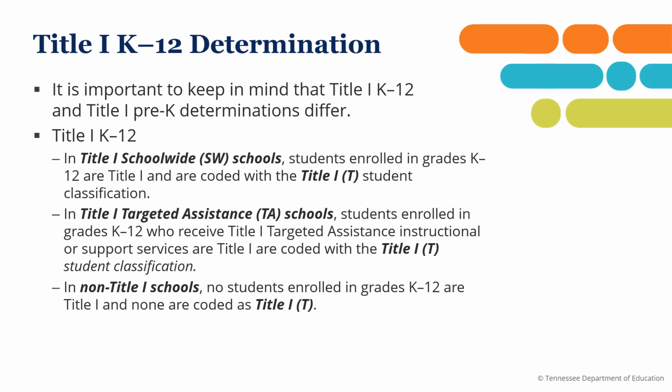In Title I school-wide schools, students enrolled in grades K through 12 are automatically Title I and coded with a Title I-T student classification. Again, it's a school-wide program that applies to all students enrolled in grades K through 12. By contrast, in Title I targeted assistance programs, the services are targeted. Only the students who receive Title I funded instructional or support services are Title I and coded with Title I-T. In non-Title I schools, no students enrolled in grade K through 12 are Title I, and none are coded as Title I-T.